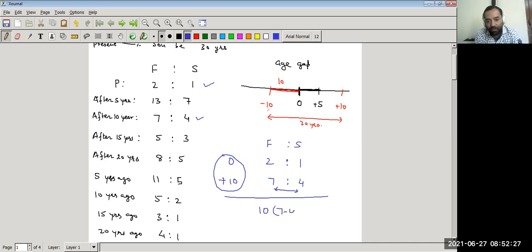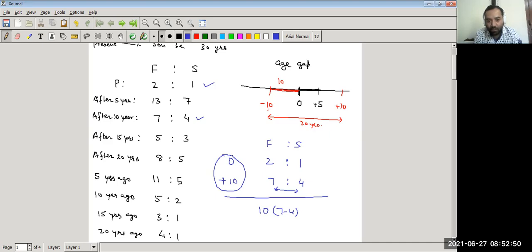7 minus 4. We take positive one. Here 4 and 7 are given, so instead of writing 4 minus 7, we write 7 minus 4. Which one is bigger? We find bigger minus smaller number. So 10 into 7 minus 4.